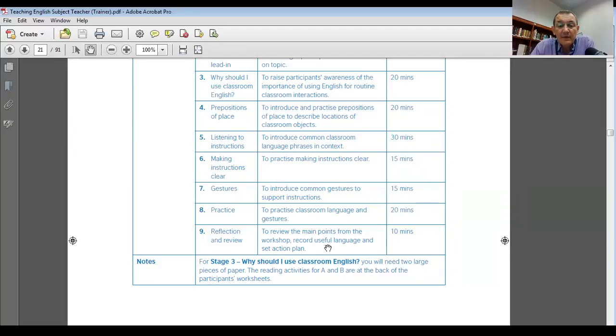Step 8, they will practice. So this is a 20-minute section where you will get them to practice giving instructions, giving clear, simple instructions using gestures. So this will be in pairs and in groups, and they will give feedback to each other on their performance. Again, reflection and review at the end, so 10 minutes at the end for the participants to record any useful language and to draw up an action plan.